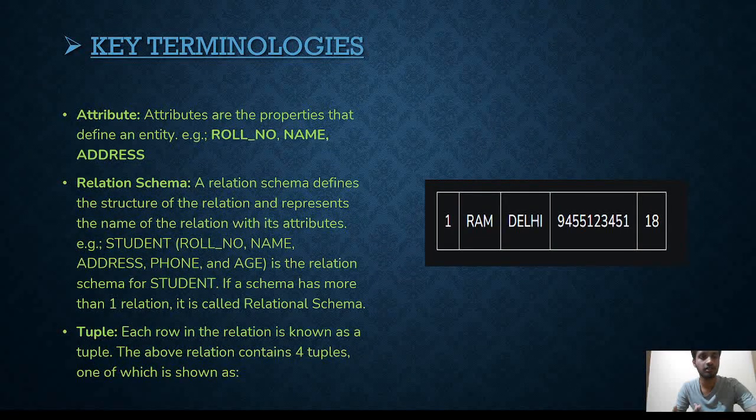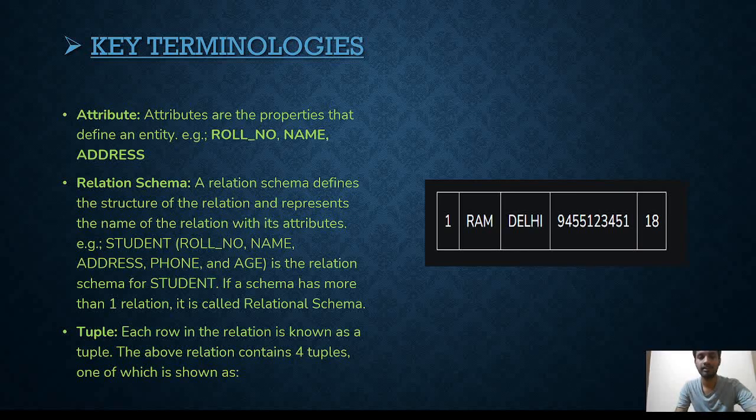I just used the term attribute. What are attributes? Attributes are the properties that define an entity. Example: roll number, name, address. Attributes can be anything that defines a certain thing. Like gender can be my attribute, my name can be my attribute, and my phone number. Roll number is unique, it's just for me. So these are the attributes that I have.